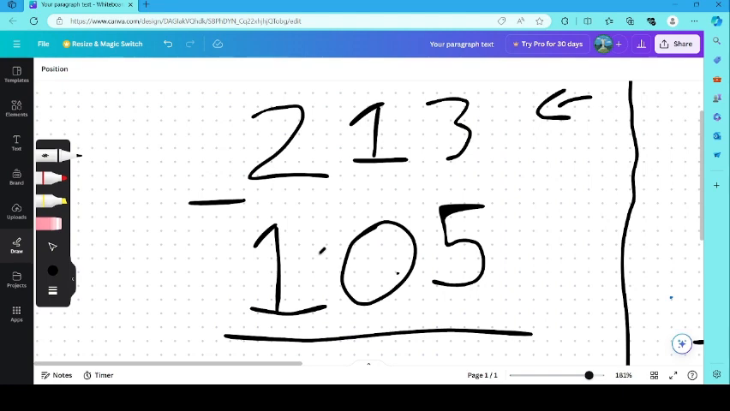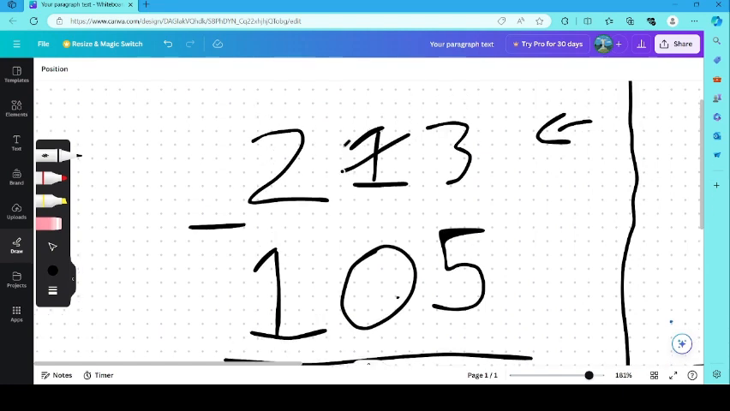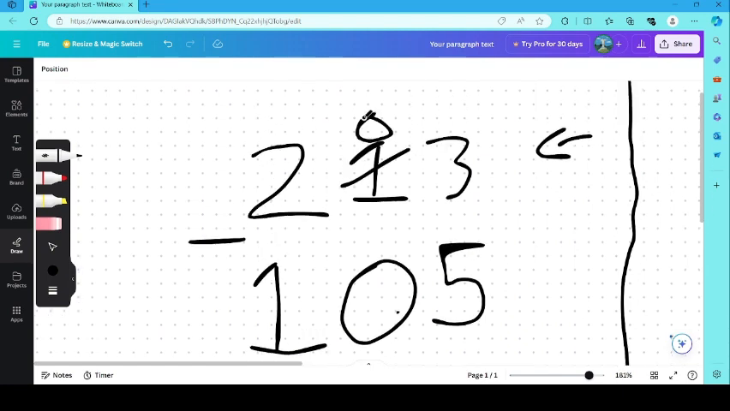So we remove a 1. We move 1 away from our 1, and the 1 is now no more a 1. So we slash the 1, and the 1 is now a 0, because we took 1 away from the 1. And how about the 3? The 3 is no more a 3. It's now a 13, because that 1 represents a 10.